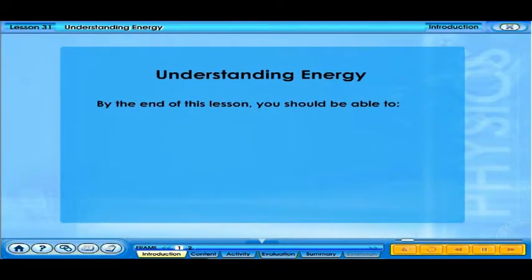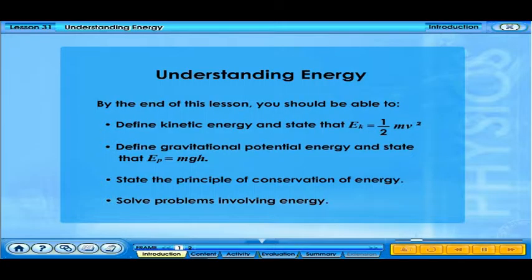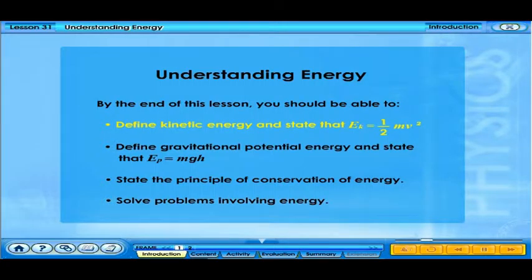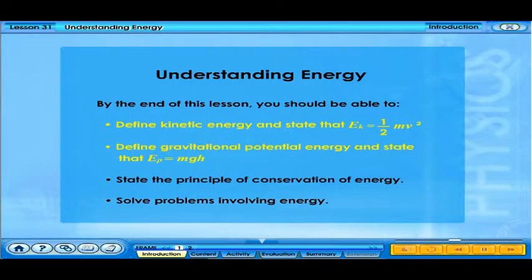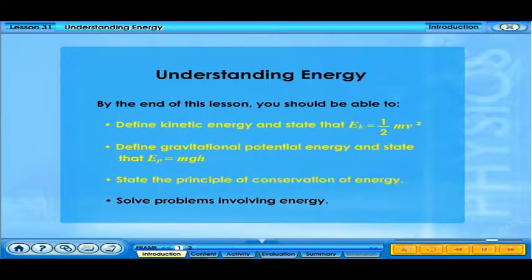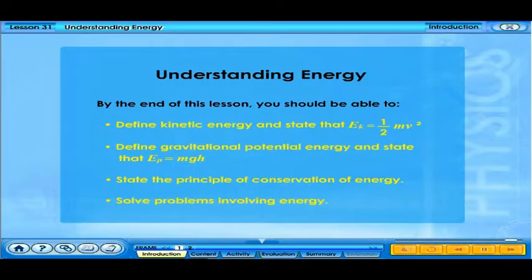By the end of this lesson, you should be able to define kinetic energy and state that Ek equals half mv squared. Define gravitational potential energy and state that Ep equals mgh. State the principle of conservation of energy. Solve problems involving energy.